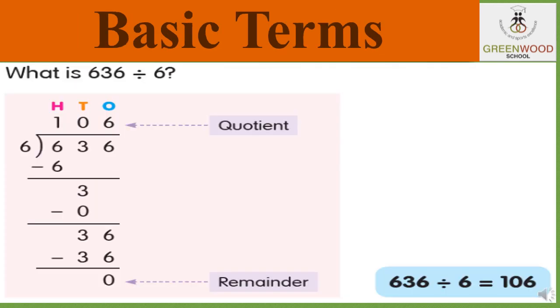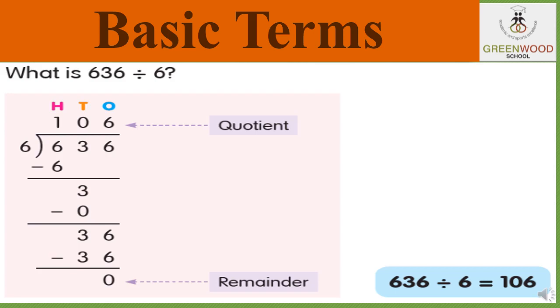Let's see another example. What is 636 divided by 6? First step, draw the box. Then 636 inside and write 6 outside. Division will start from first place. So first 6 ones are 6. 6 minus 6 is equal to 0. So bring the next number down, that is 3.